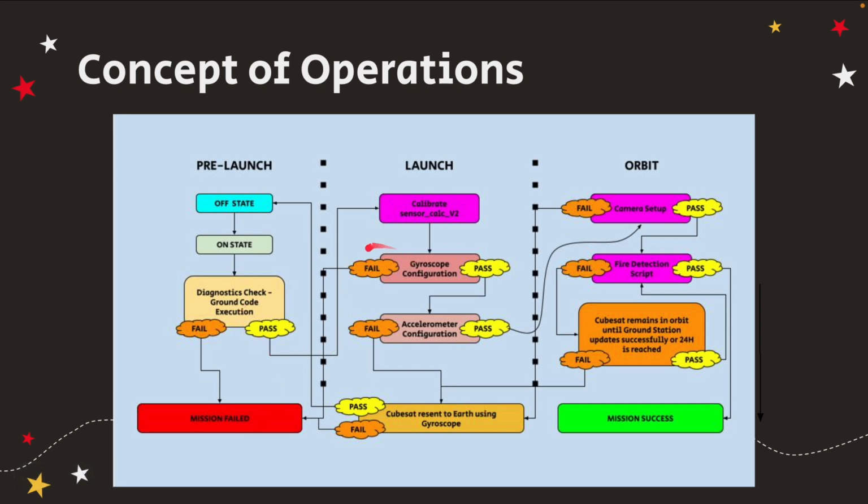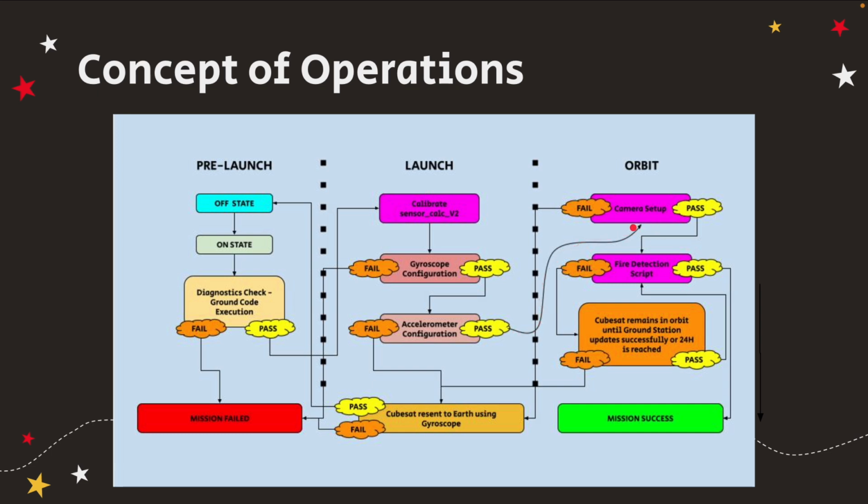The launch phase begins by attempting to calibrate the sensor with the script sensor calc v2. Afterwards, gyroscope configuration and accelerometer configuration will be attempted. The gyroscope configuration will come first, and if that fails, the mission will have to terminate. But if it passes, we are able to attempt to configure the accelerometer. The accelerometer configuration, if it fails, the CubeSat is able to be resent to Earth using the gyroscope because the gyroscope configuration has passed in this step right here. And if the accelerometer configuration passes, we're able to continue to the orbit phase.